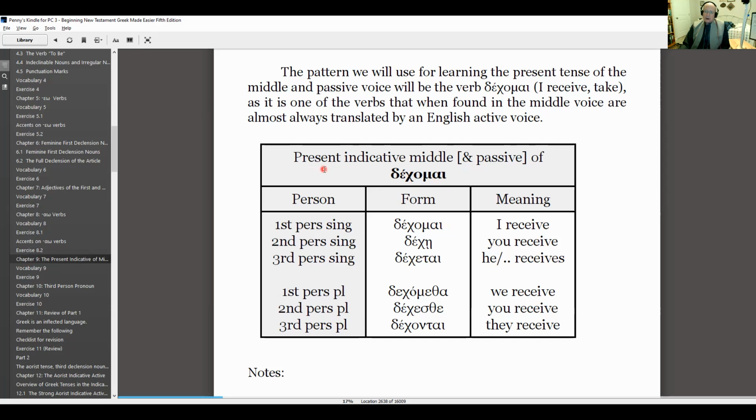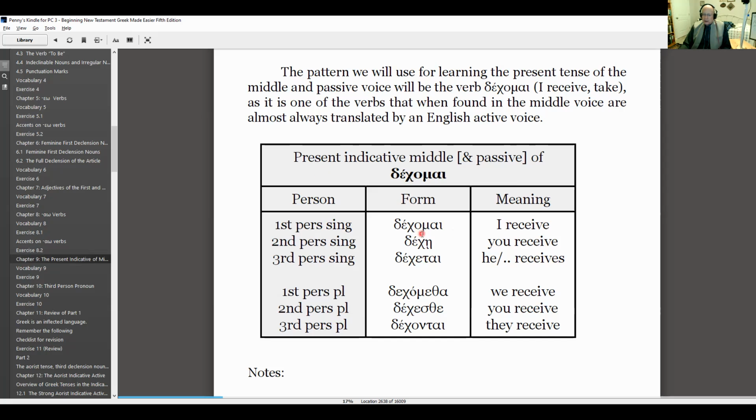Present tense: I go, I see, I follow. Or present continuous: I am going, I am seeing, I am following. Past tense would be I went, I saw, I followed. But we don't know that tense yet. We only know the present tense in Greek.